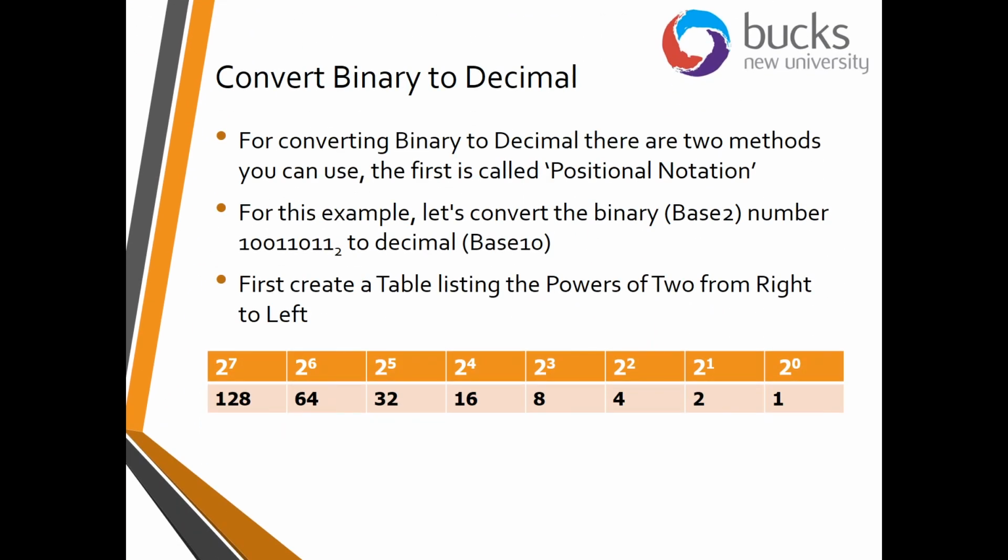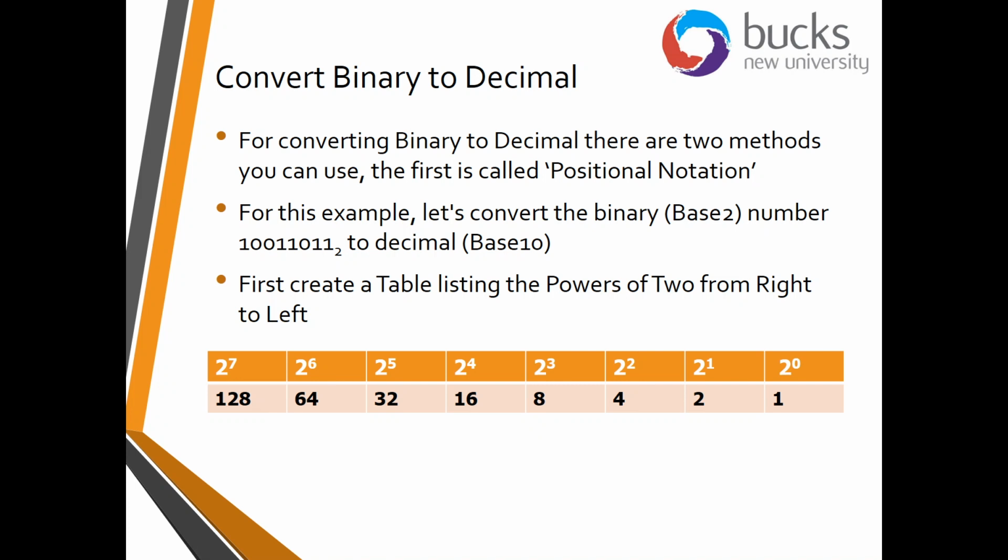So converting binary to decimal, we actually have multiple methods for doing this. The first one, which is what I've just outlined, is called positional notation. So for this example, let's convert the binary base 2 number 110110001 to a decimal base 10 number.